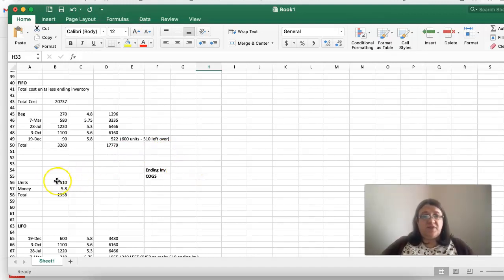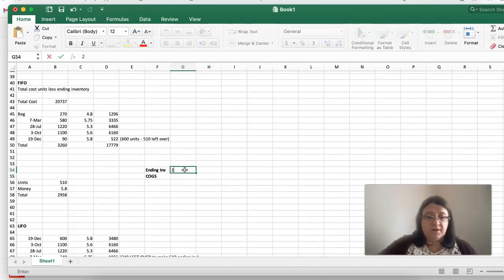So the 510 units at $5.08 gave us a total of 2,958. That is our ending inventory. So 2,958, with our cost of goods sold as $17,779.00.